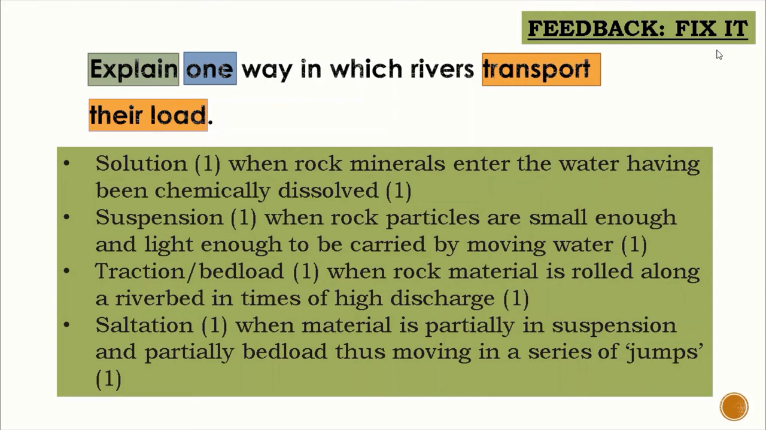Traction, when rock material is rolled along the riverbed in times of high discharge. So remember, your discharge is when there is a large amount of water in the channel that is flowing through. So you calculate your discharge by multiplying your velocity by your cross-sectional area, so the area of the river channel. So the more water that's flowing through your river, the more chance that traction is going to be taking place.